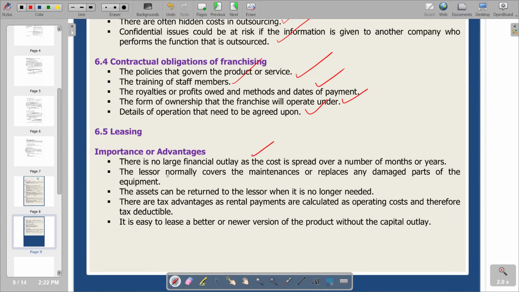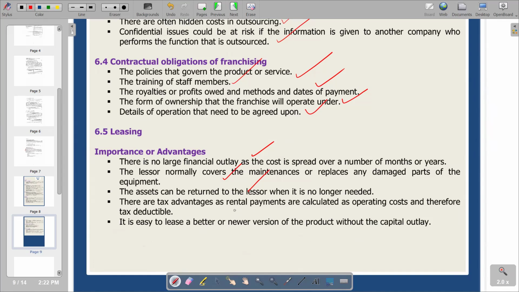The lessor normally covers the maintenance or replaces any damaged parts of the equipment. So if there are any maintenance costs to be paid, it's not going to be the burden of the lessee, but the burden of the lessor. So that's the scenario that we have. The next point, the assets can be returned to the lessor when it is no longer needed. Then there are tax advantages as rental payments are calculated as operating costs and therefore tax deductible. Tax deductible means it's going to reduce the amount of tax payable to SARS. So it becomes an advantage.